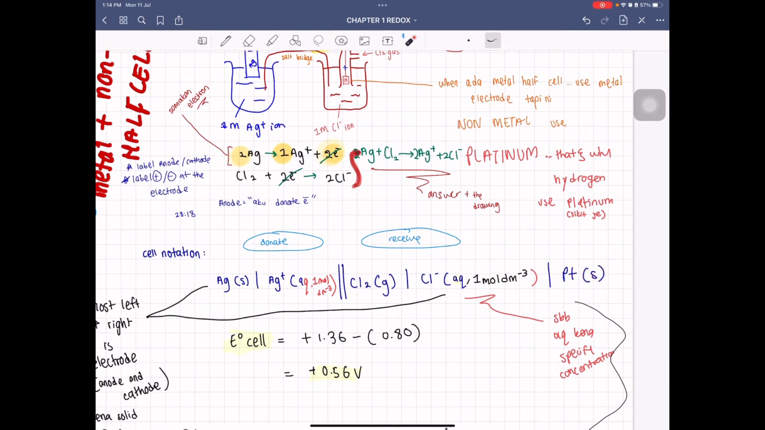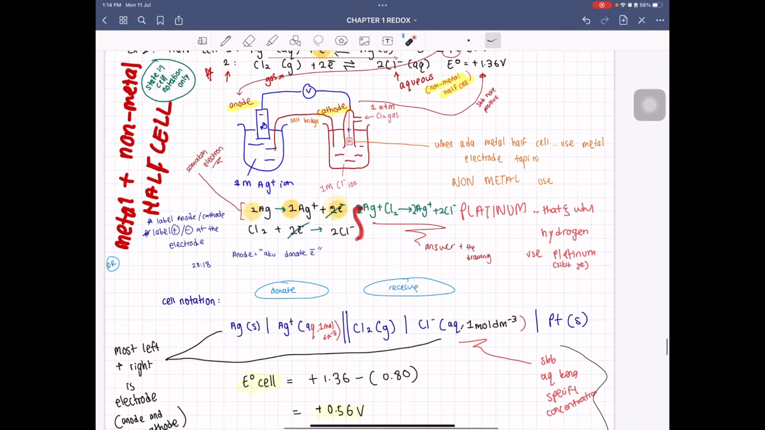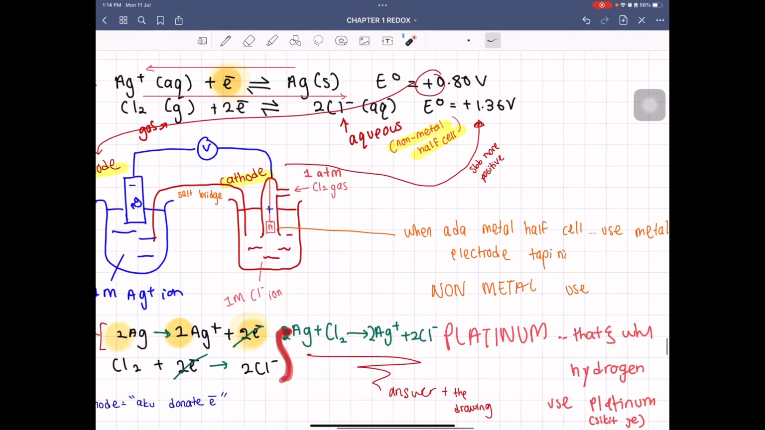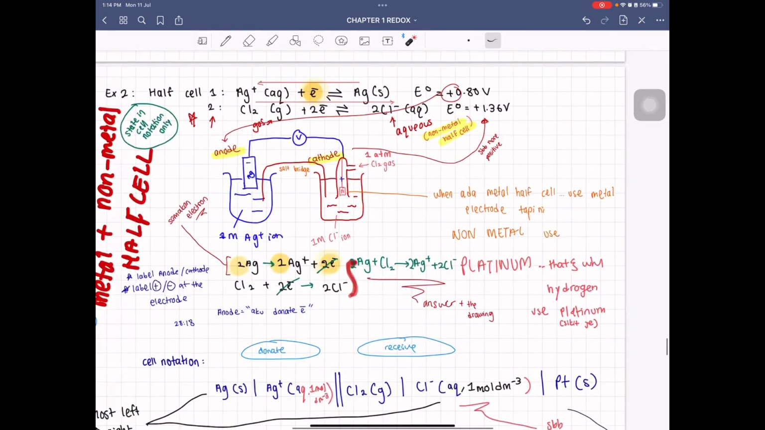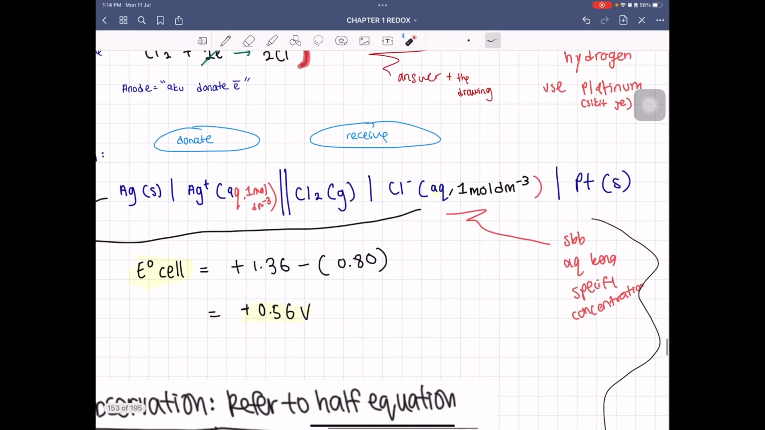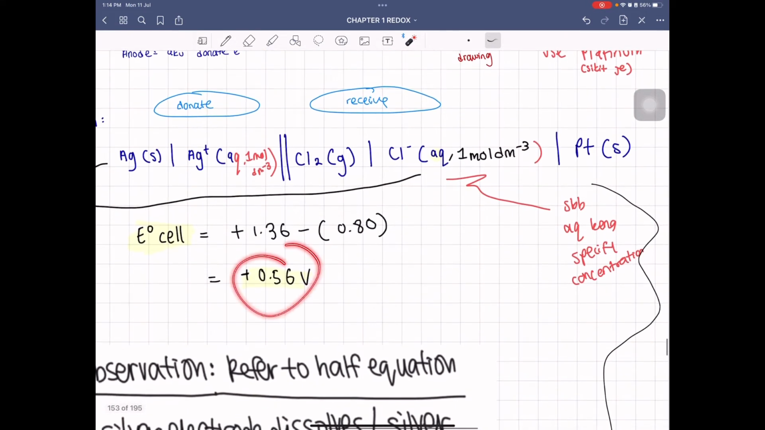Now you have to find out your E-naught cell value. Remember, is the E-naught cathode minus E-naught for anode. Cathode, so cathode is a positive side. So mana positive side is the larger, the one with the higher value. And lower value is this one. So, tolak je lah. Dan dapat jawapan. So this is the value of your voltage.